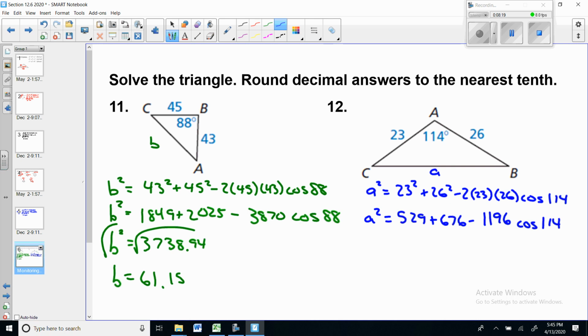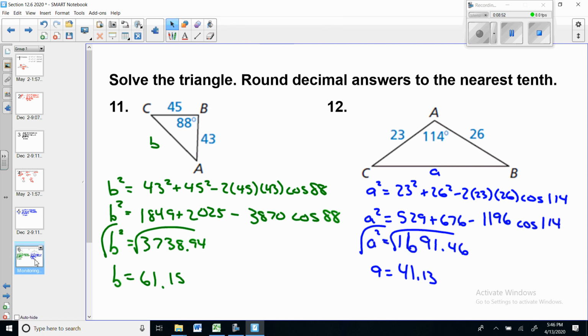Again, we're going to plug it all into the calculator. Calculator will again do the order of operations for us. And that's going to let a squared be about 1691.46. And we'll take the square root of that. And again, we'll just recall the answer from the calculator. So when I go back and recall, I get 41.13.